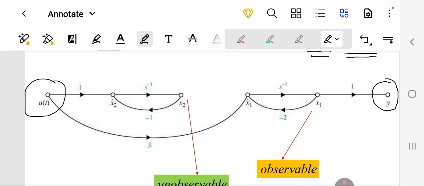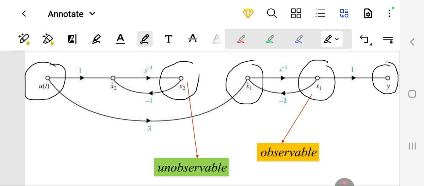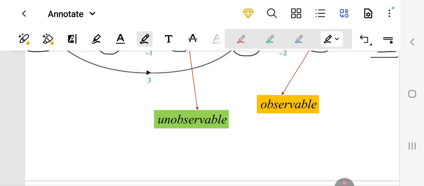Therefore, from the figure, we can see that x1 is observable from the previous values of y. Also, x1 dot can be observed, but x2, which is not connected to the output, cannot be observed from the previous values of y. Also, x2 dot cannot be observed from the previous values of y, so these states are not observable, or unobservable.